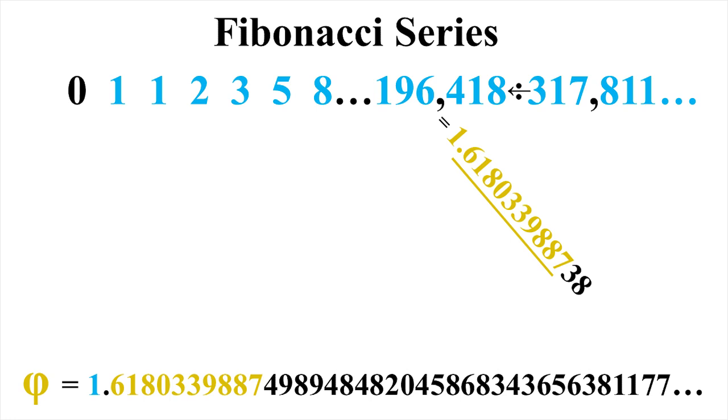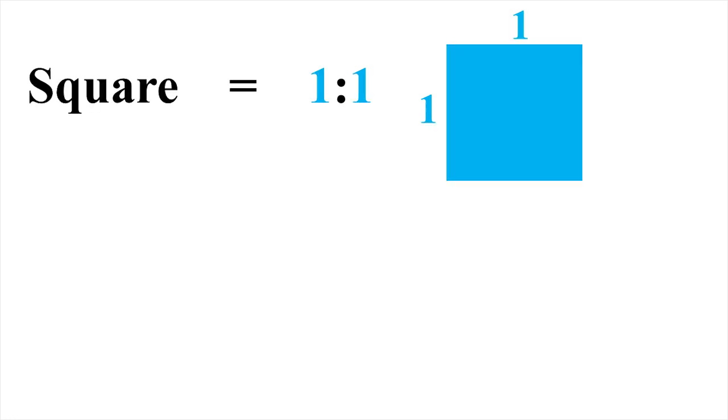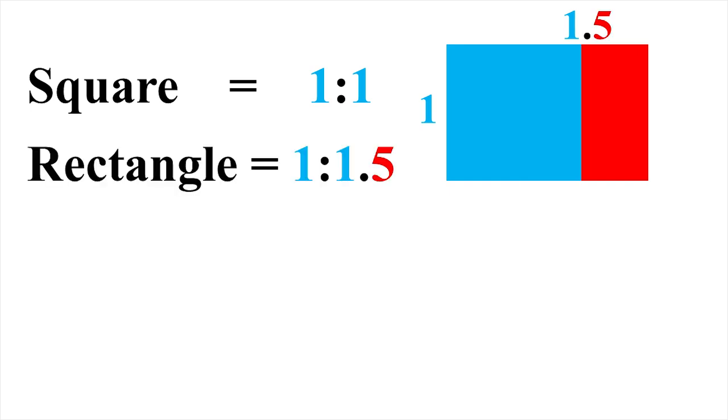So what do we do with this golden ratio? And what does it represent? Well, let's start with a square. A square we know is 1 by 1. Okay? That's its proportions. If I cut it in half and add it to itself, I get a rectangle. Its proportion is 1 by 1.5. Right? Because we've added a half onto it.